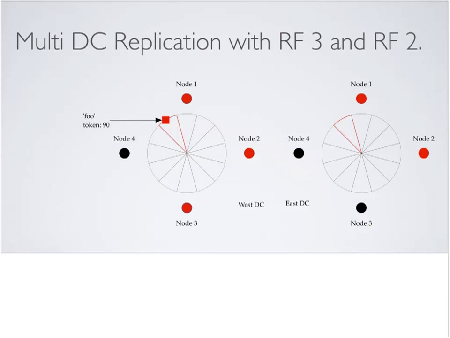In a multi-data center setup, it's the same idea. In this example, I've got a replication factor of 3 for the West Coast DC and a replication factor of 2 for the East Coast. Normally you'd run the same, but this is just to illustrate that we can have different replication factors. And the idea is the same. In each DC there's a token ring and node assignments, and we use the same process to find the replicas in both locations.